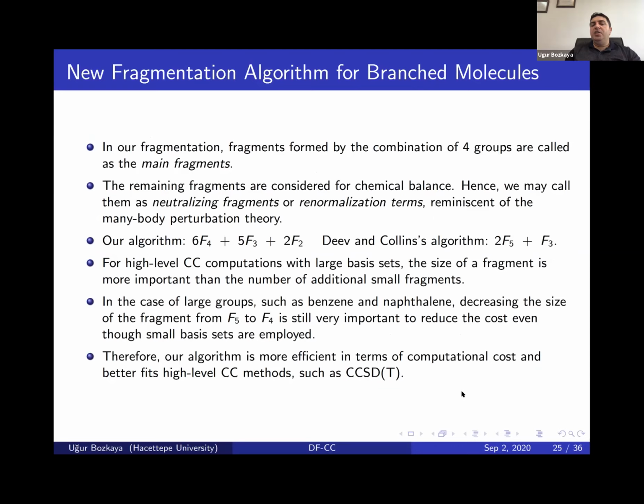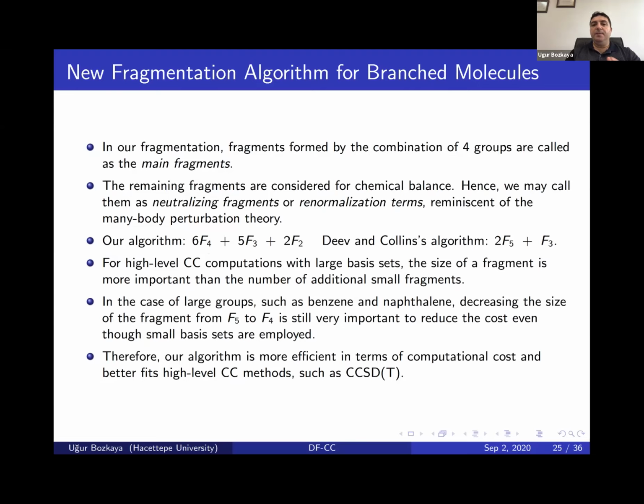And in our fragmentation, fragments formed by the combination of 4 groups are called the main fragments, and the remaining fragments are considered for chemical balance. Hence, we may call them the neutralizing fragments or renormalization terms, reminiscent of the many-body perturbation theory. Our algorithm yields this fragmentation. In here, F4 means a fragment with 4 groups. Hence, our algorithm yields 6F4 plus 5F3 and 2F2, while Deev and Collins' algorithm yields 2F5 plus F3.